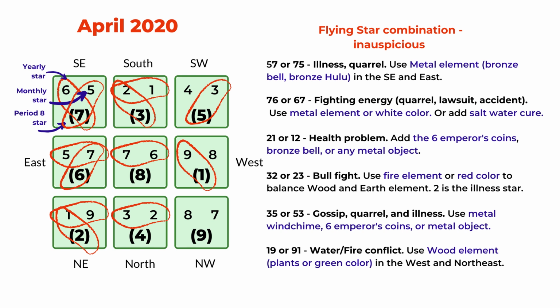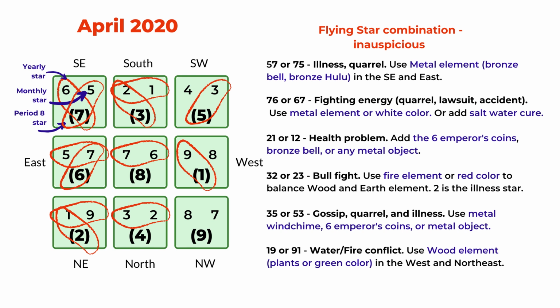In the southwest, there's a 3-5 star combination, and the 3-5 or 5-3 indicates gossip, quarrel, and illness. And because it also has a number 5 star, it's good to use any metal object for feng shui cure. Or you can use the 6 emperor's coins to create positive qi here.